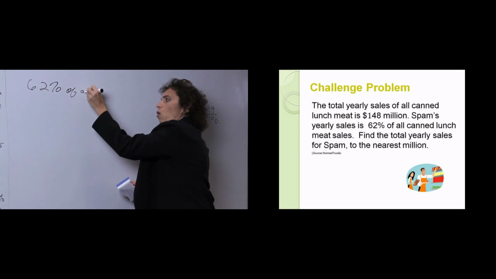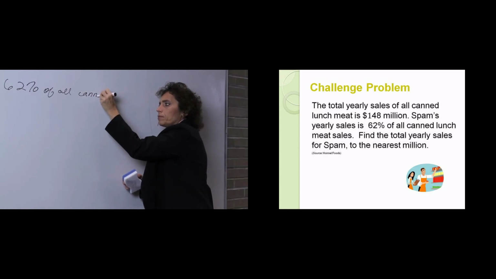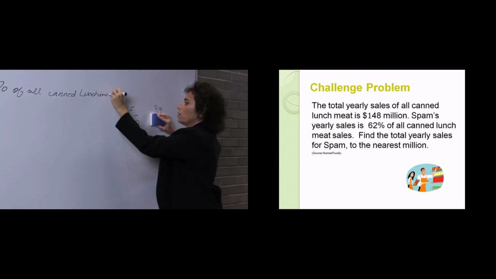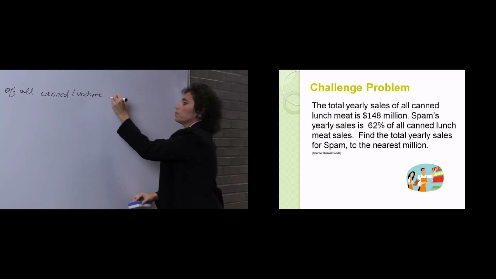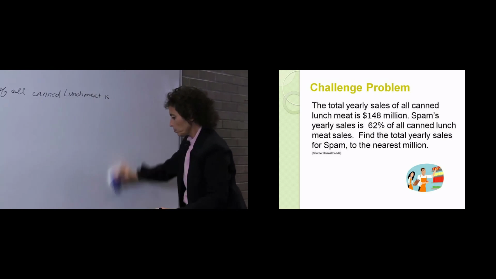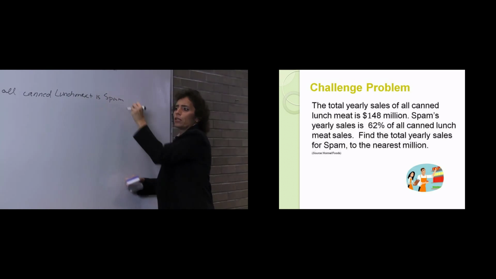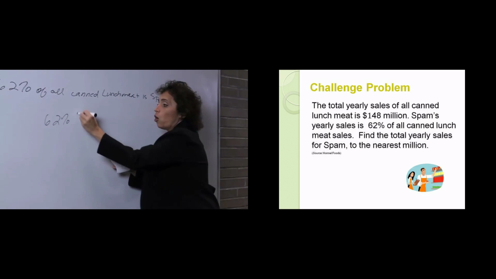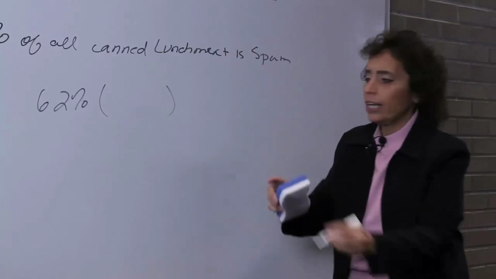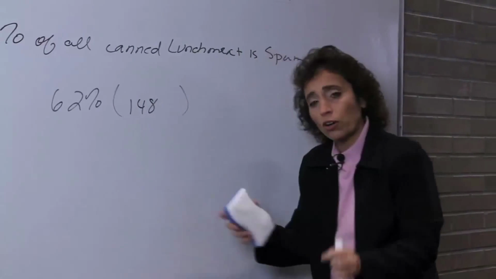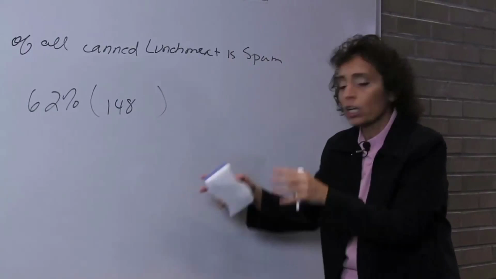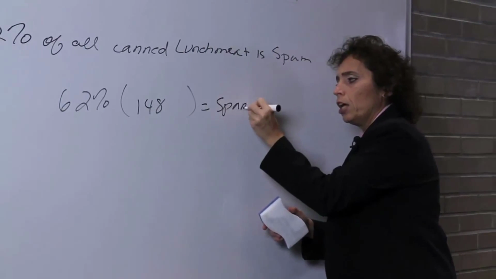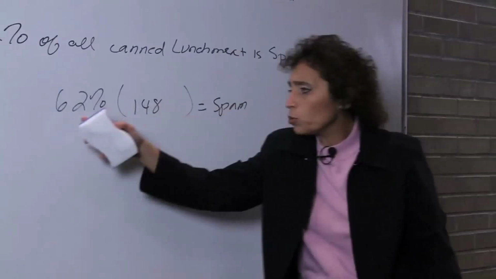62% of all canned lunch meat is Spam. Watch what this breaks down to. 62% of means to multiply, all canned lunch meat. All canned lunch meat is 148 million, so our answer will be in terms of millions. Instead of adding all the zeros, we could just say our answer will be in terms of millions. Spam equals Spam. Well, we want to know this answer. It means we're going to have to multiply this.